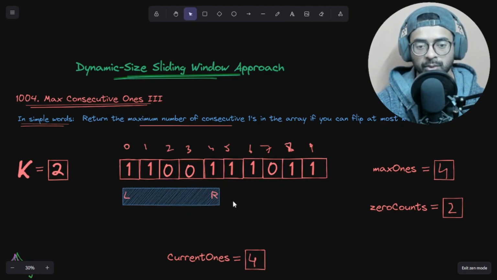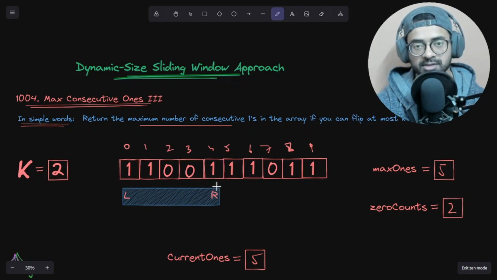Now right has encountered 1. So we are simply going to come here and update our max ones as 5. I have to come here and update this current ones as 5 as well. Right now in our sliding window, you can see there are 5 places, and by flipping these 2 zeros, we can have a subarray of consecutive ones. So 5 ones we can have in a subarray.